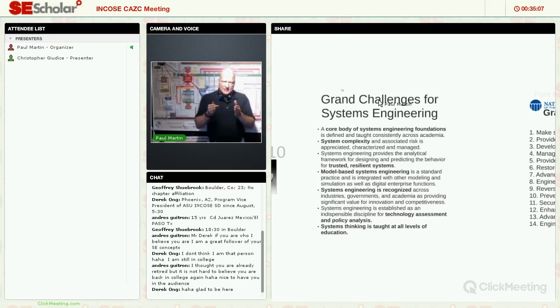One thing is just getting that core body of system engineering foundations all consistently taught in academia, so raising system engineers that have that foundation. System complexity would be embraced and understood and worked into systems. We'll be able to come up with resilient systems, come up with model-based system engineering, and much better. Recognizing system engineering throughout governments and industry and academia as an innovative process to find solutions. Looking at technology assessments and policy analysis using system engineering principles. And then system thinking being taught at all levels of education, from the very beginning of school to graduate school and beyond.